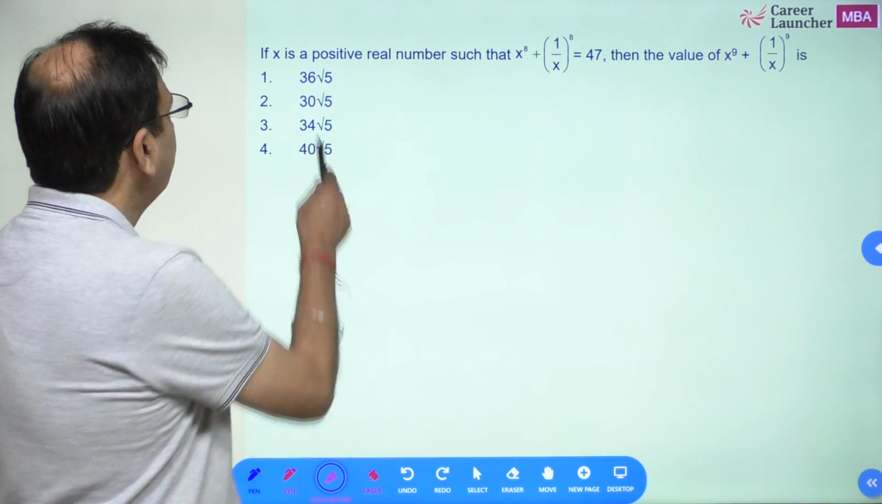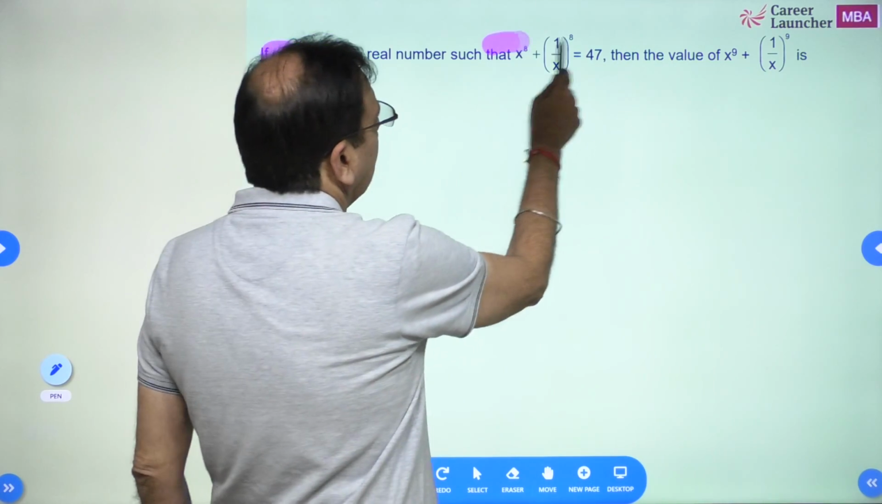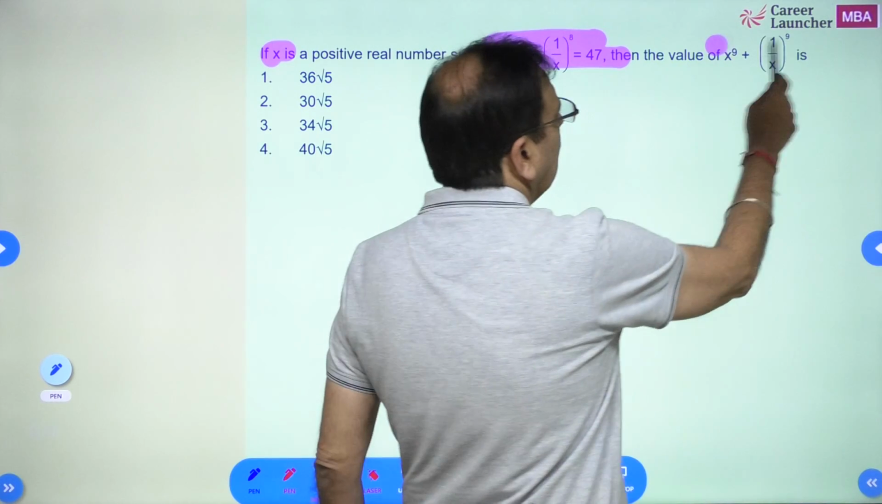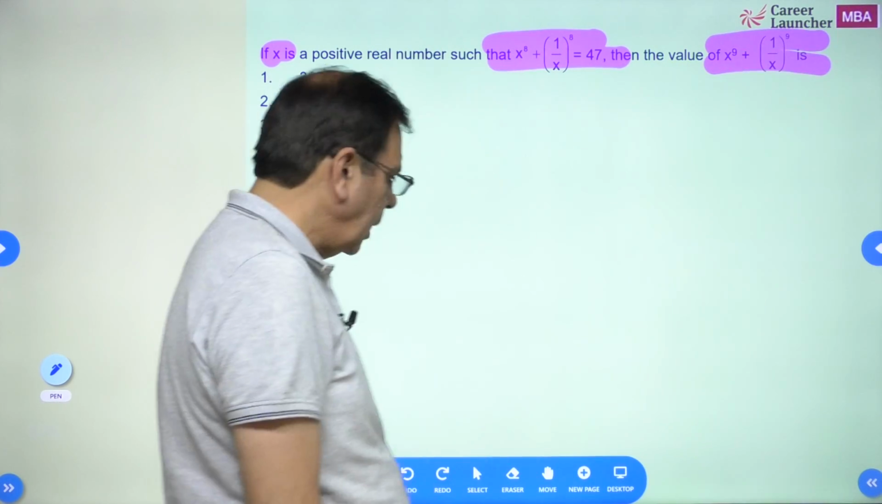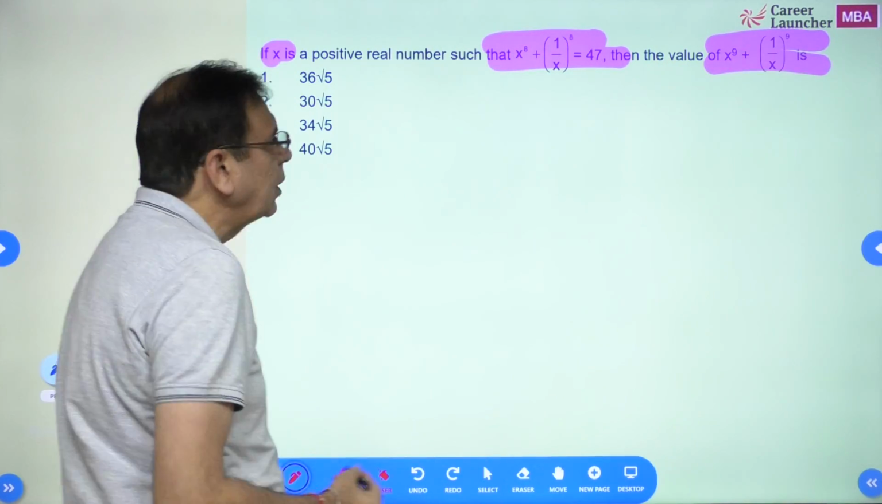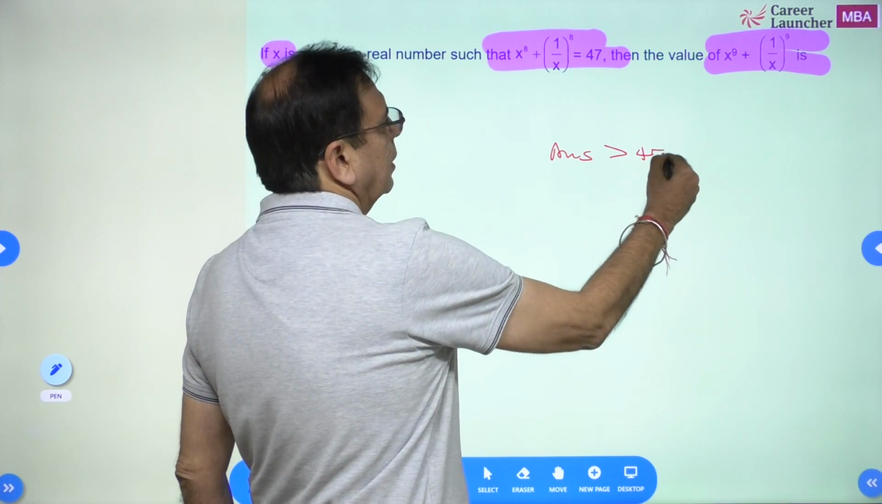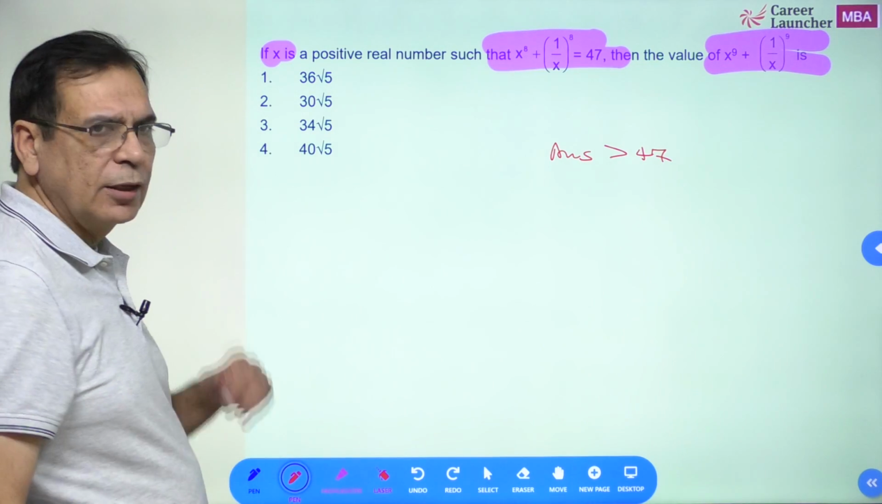Question 3. If x is a positive number such that x to power 8 plus 1 by x to power 8 is 47, what is the value of x to power 9 plus 1 by x raised to power 9? Okay, my first thing in this question was my answer should be greater than 47. Okay, now let's look at the choices.